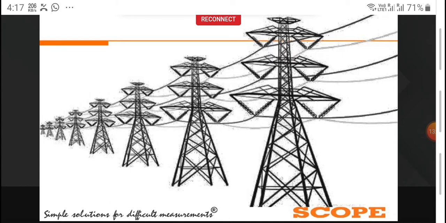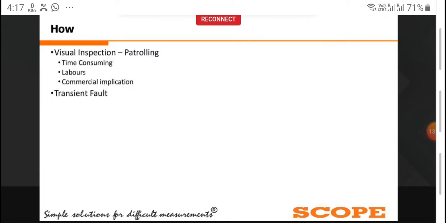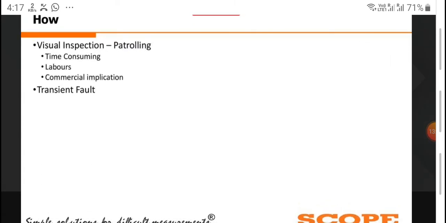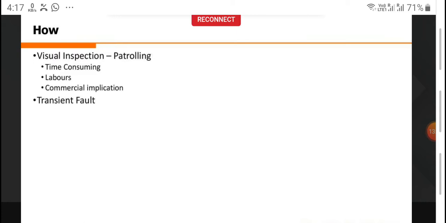Transmission lines run to the span of hundreds and thousands of kilometers in a single go. So finding out faults in them is quite a tedious task. And if we go with the conventional methods, like visual inspection, we are very well aware of this thing called patrolling. We send out our teams in twos and threes to see where exactly the fault happened.